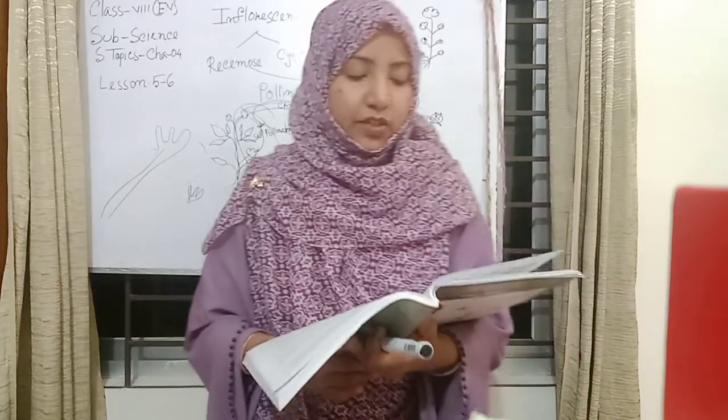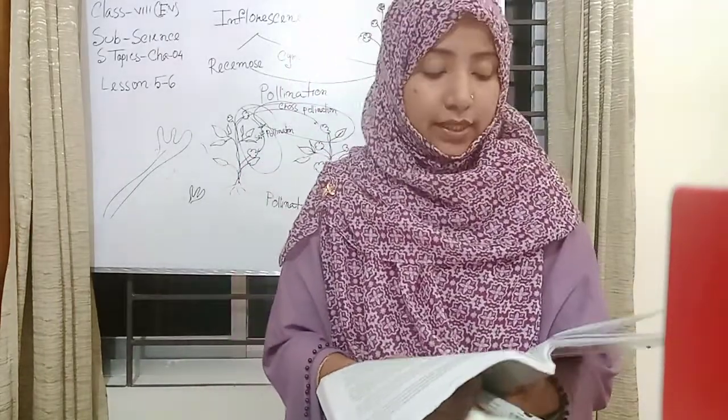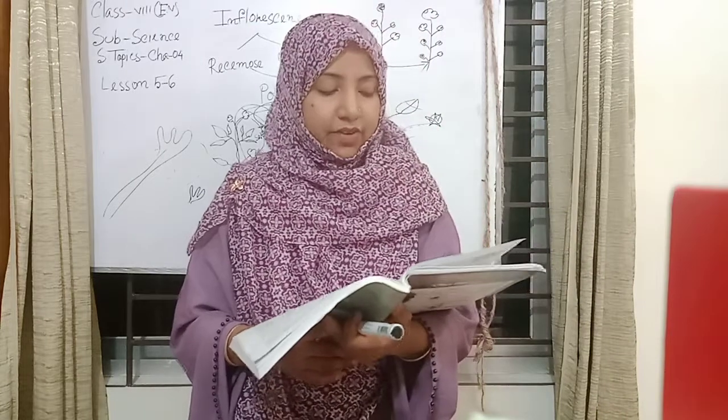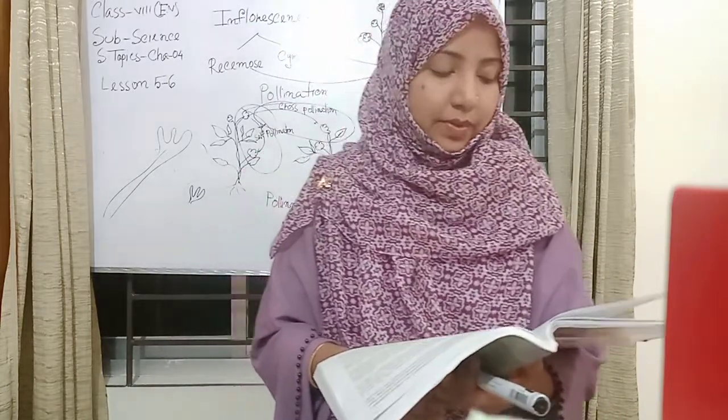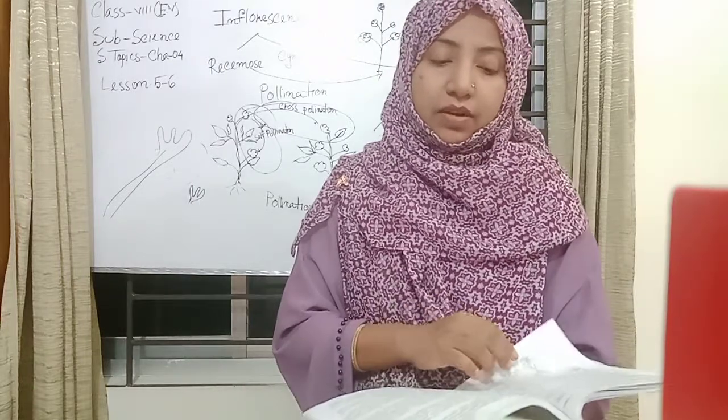Second is the adaptation of wind pollinated flowers. Third is the adaptation of water pollinated flowers. And the final and last topic is the adaptation of animal pollinated flowers.